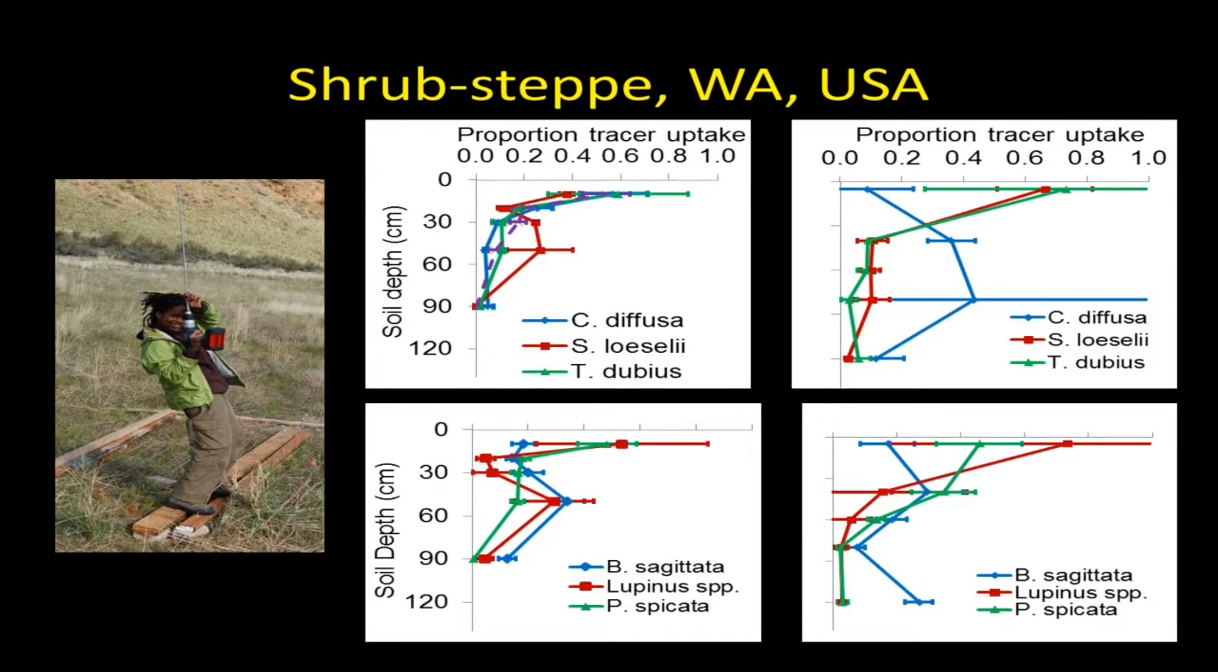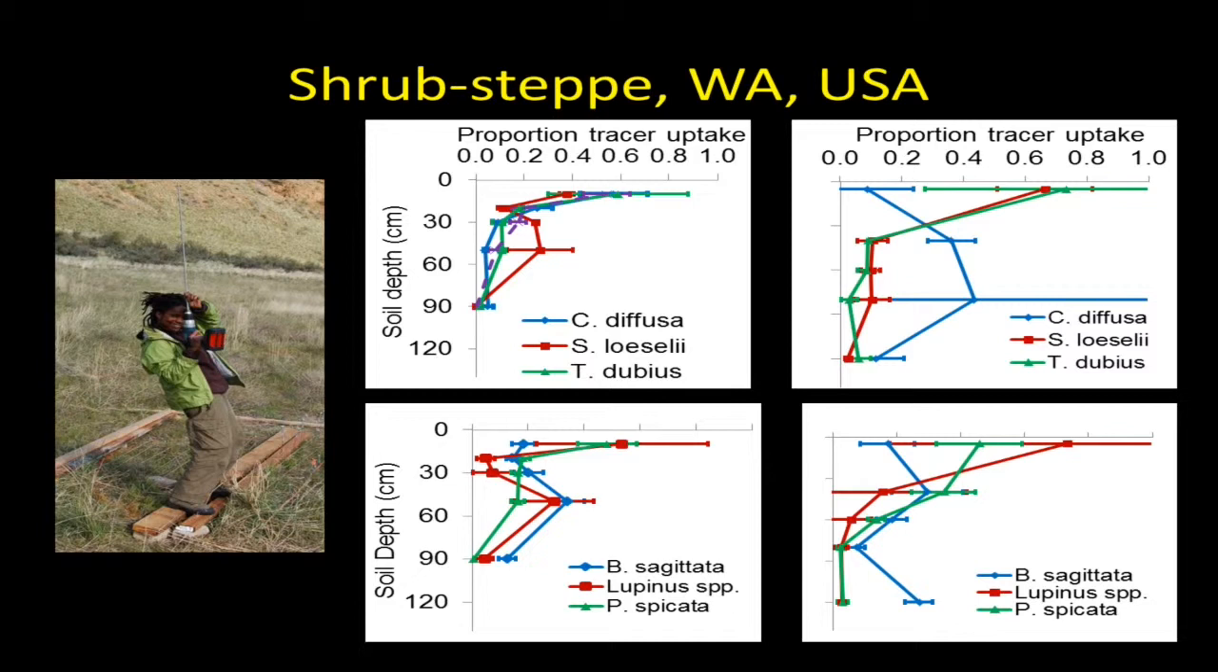We've done some of this work up in Shrub Steppe, up in Washington State. We just finished a site up in Idaho this year, and I'm starting to look to do some work across an elevational gradient right here in Cache Valley, from agricultural sites all the way up to forest sites. But again, two different sides of the world, very different systems.